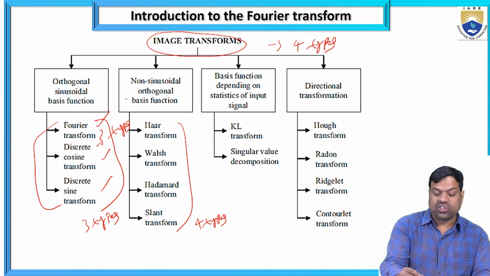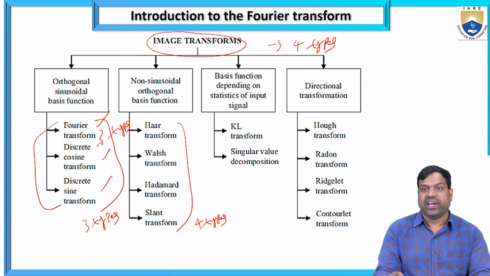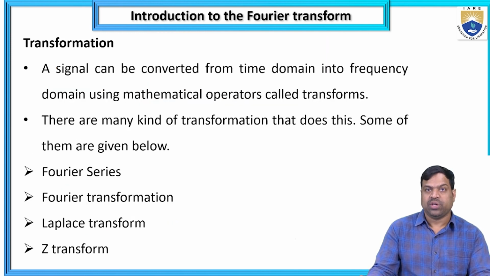That is orthogonal sinusoidal basis function, non-sinusoidal orthogonal basis function, basis function depending on statistics of input signal, and directional transformation. In the orthogonal there are 3 types: Fourier transform, discrete cosine transform, and discrete sine transform. In non-sinusoidal there are four types: Haar transform, Walsh transform, Hadamard transform, slant transform. In the statistics-based basis function, KL transform and singular value decomposition. These are the two types of basis functions. And the directional transformations are four types: Hough transform, Radon transform, Ridgelet transform, and Contourlet transform. Okay, these are the types of image transformation.